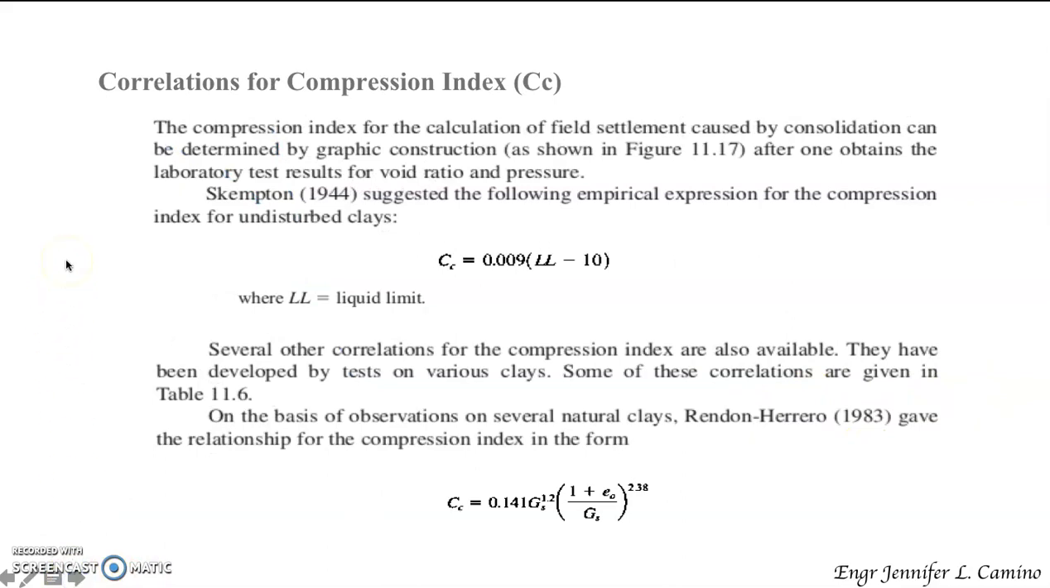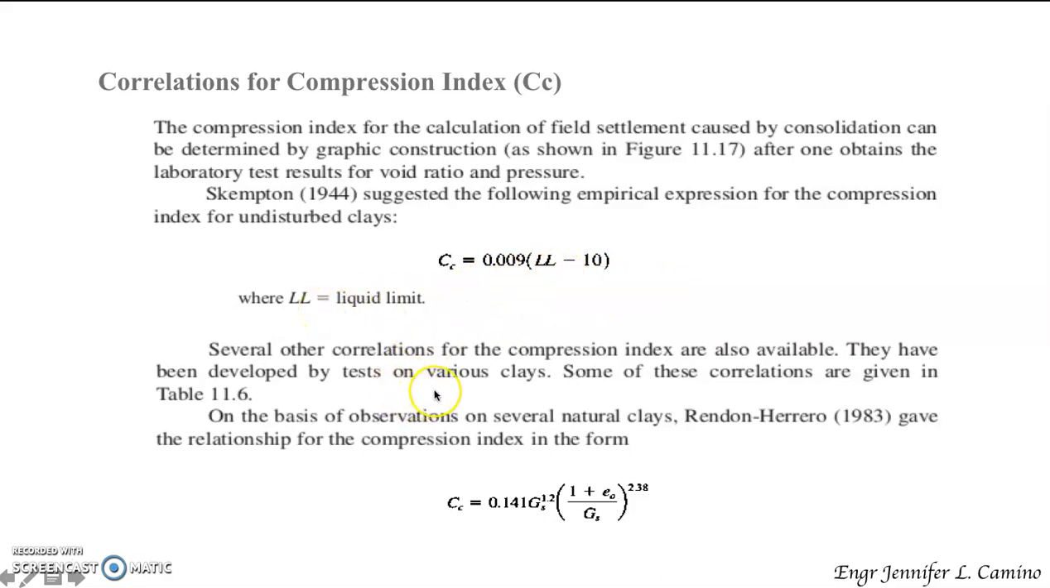So we have here correlation for compression index C sub C. The compression index for the calculation of field settlement caused by consolidation can be determined by graphic construction after one obtains the laboratory test result for void ratio and pressure. Skempton suggested the following empirical expression for the compression index of undisturbed clay. So we have here C sub C, the compression index, which is equal to this equation. Take note that L sub L is the liquid limit.